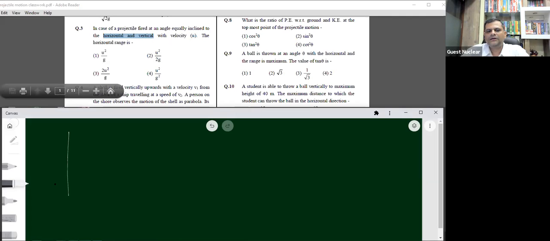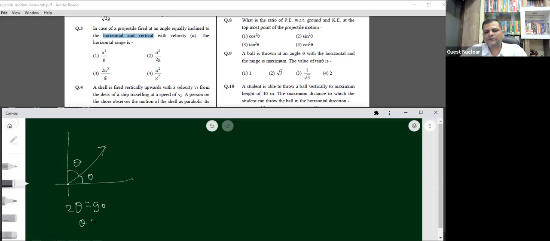What does it mean? What is the angle which is equally inclined with horizontal and vertical? It means if it makes the same angle with horizontal and with vertical, then both of these will be theta, but the total is 90. So if we equate 2 theta with 90, what value of theta do we get? We get 45 degrees. 45 is the only angle which is equally inclined with horizontal and vertical, right?